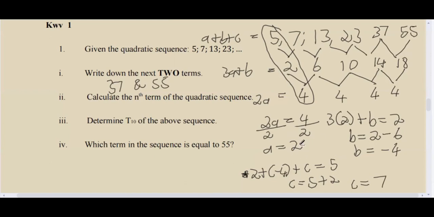So now we have our values for a, b, and c. That means we can write our nth term for the quadratic sequence in this form: an squared plus bn plus c. Remember, it's in quadratic format. Then what is our a? Our a is 2, so this would be 2n squared, and then your b is negative 4, so that's negative 4n, and then your value for c is 7. So this is your nth term, or your general formula for this quadratic sequence.